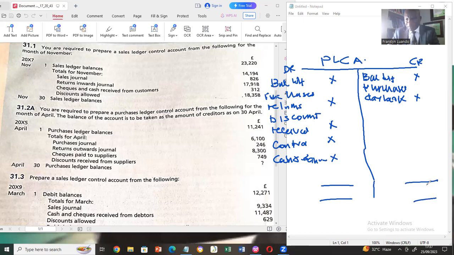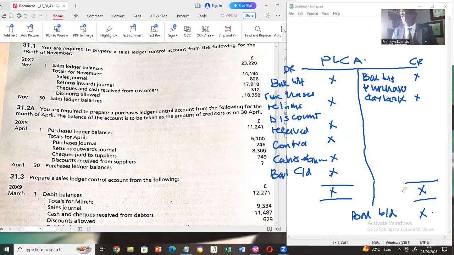This side will be bigger. Total, you bring it that side. And you have the balance carried down, which will be the balance brought down on that side. So that is the format for the payables or purchases ledger control account.